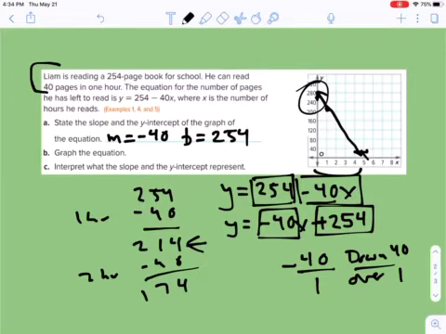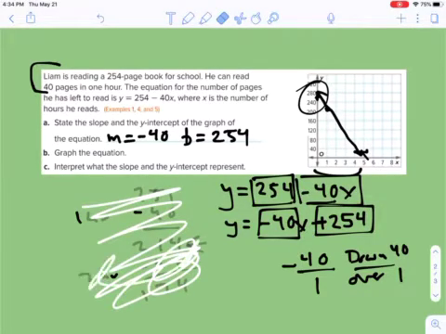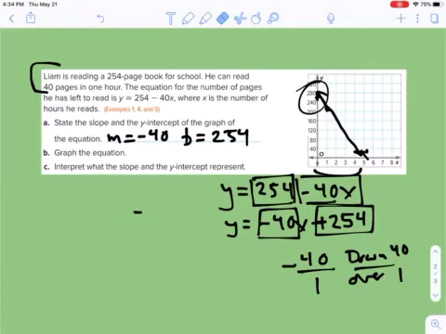And this last question is what a lot of people just leave blank, which is unfortunate because it's really not that complicated. It says, interpret what the slope and the y-intercept represent. Well, the slope, think about it. What number does that match up with? It matches up with this: he's reading 40 pages in 1 hour. So the slope is just how many pages he's reading per hour.